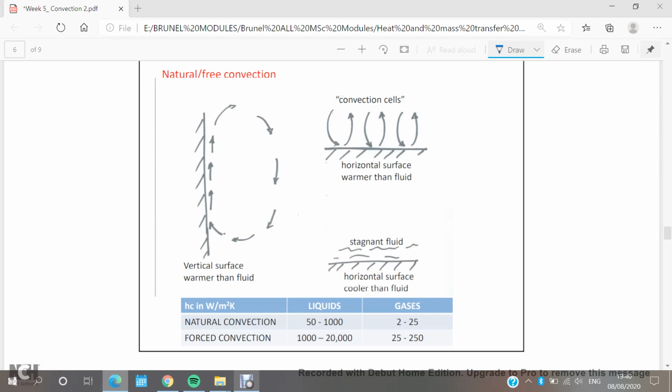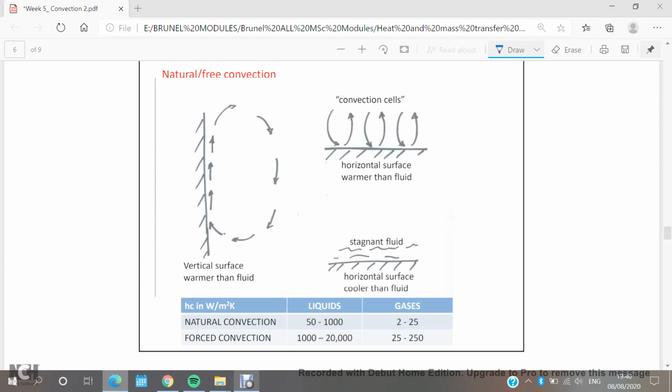Okay, what is the difference between forced convection and natural convection heat transfer? In natural convection, there is no external force driving the flow, but in forced convection we have an external force. In natural convection, the heat transfer mechanism is dominated by the buoyancy force. What is the buoyancy force?